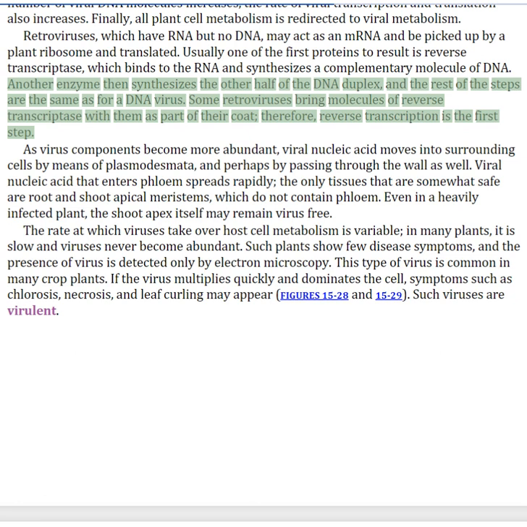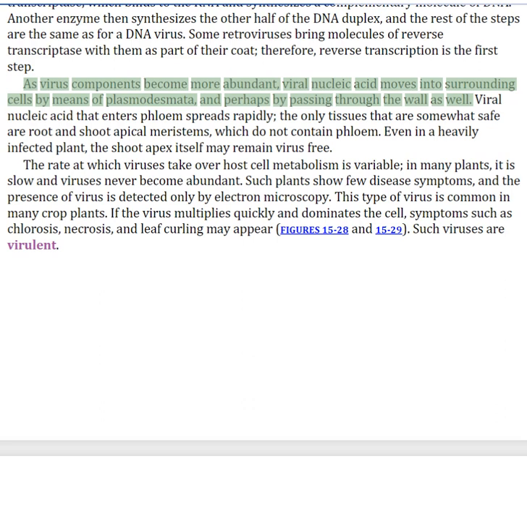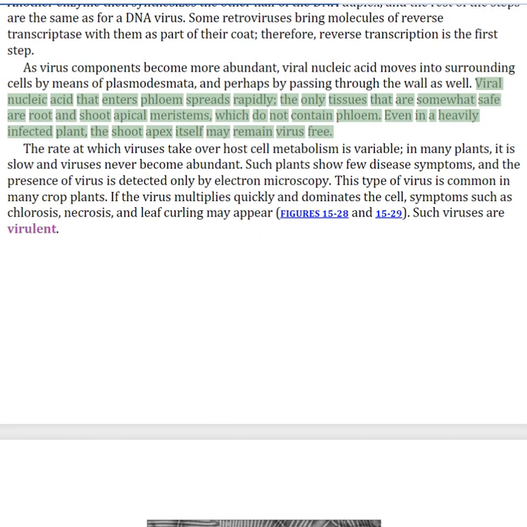Some retroviruses bring molecules of reverse transcriptase with them as part of their coat; therefore, reverse transcription is the first step. As virus components become more abundant, viral nucleic acid moves into surrounding cells by means of plasmodesmata, and perhaps by passing through the wall as well. Viral nucleic acid that enters phloem spreads rapidly. The only tissues that are somewhat safe are root and shoot apical meristems, which do not contain phloem. Even in a heavily infected plant, the shoot apex itself may remain virus-free.